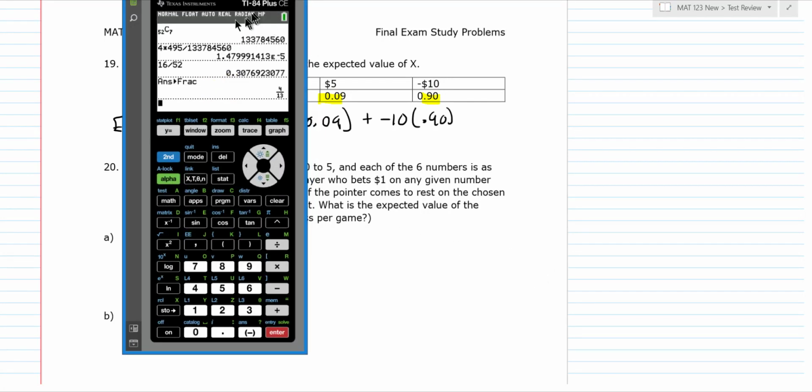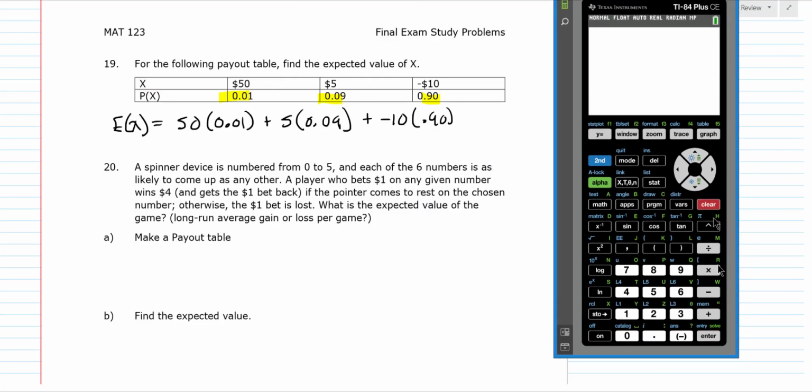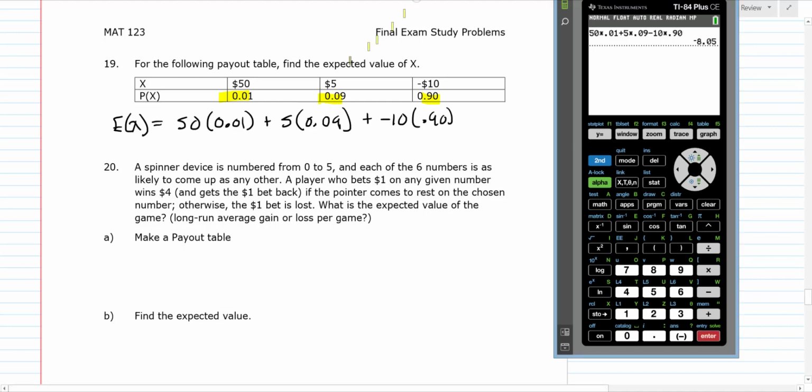And you can do this in one step on the calculator if you want to, like this. I'm just going to go $50 you win with a low probability of 0.01 plus $5 times a higher probability of 0.09, and then minus 10, you lose money, times a high probability of losing money, so you end up getting this. That expected value would be negative $8.05, which means you lose in the long run. If you kept playing that game, you would lose on the average about $8.05.